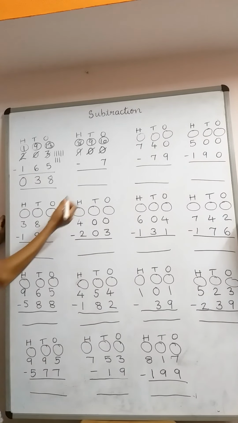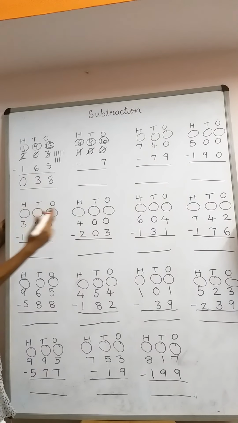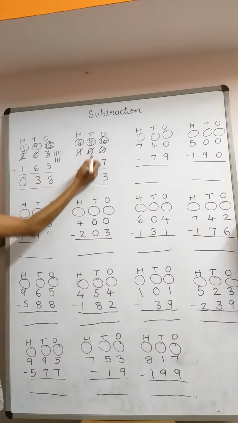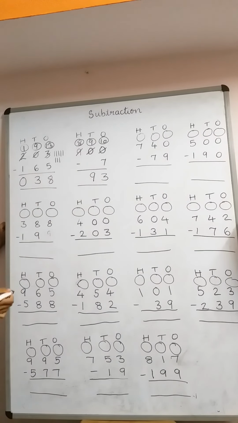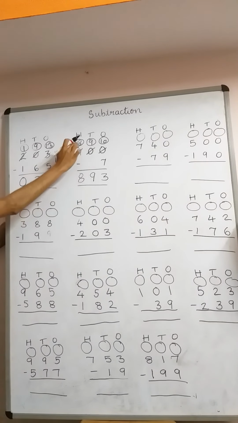Now 10 minus 7. After 7 say 8, 9, 10. 10 minus 7 gives you 3. What is here? No number. So write 9 itself. And even here there is no number. That is 893, which is your answer.